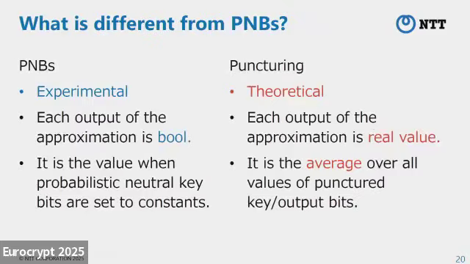OK, so this is a high-level summary of the difference between PNB and puncturing. PNB is experimental, but puncturing is a theoretical analysis of the linear trail. And PNB's each output is a Boolean, so 0 or 1, even after the approximations. But the puncturing is a real value, and this real value is theoretically the average value over all values of punctured key output bits.